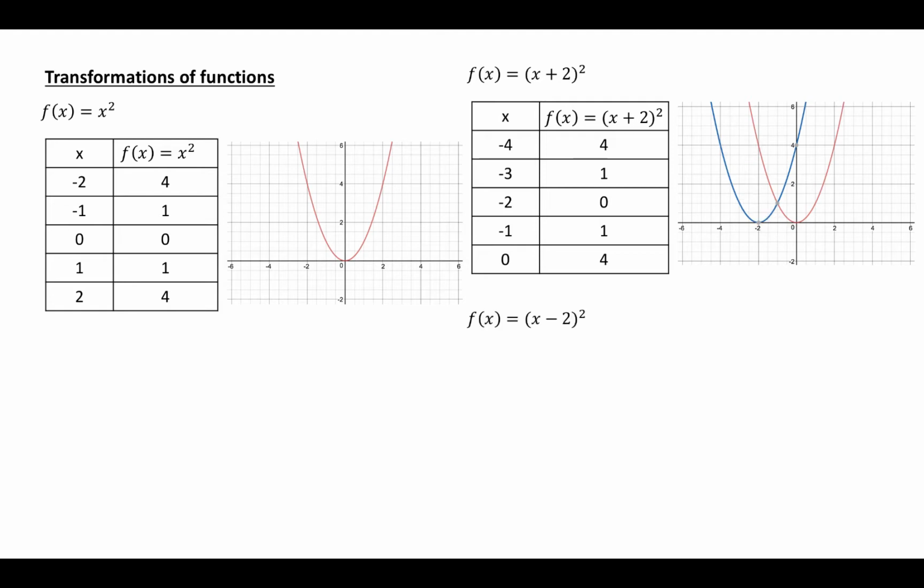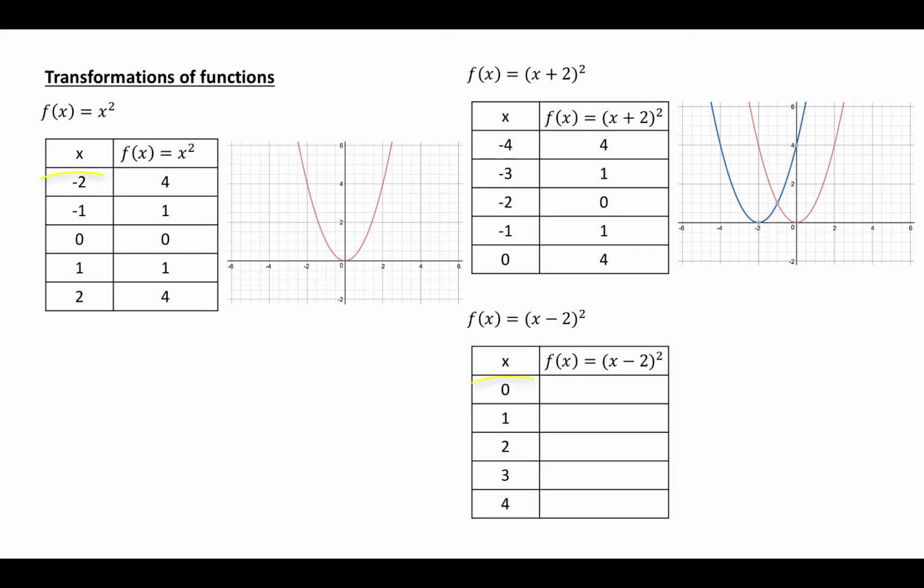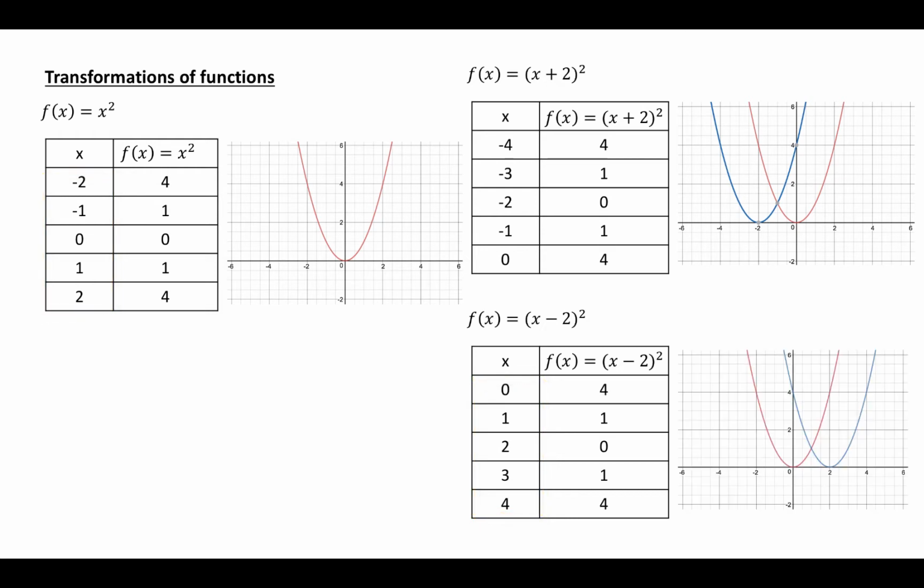Now let's subtract 2 from x before we square. This time we will compensate for this subtraction of 2 units by adding 2 units to each of the x values in our original function. Again, we do this so that the function values will match. And we can see a clear shift of 2 units to the right from the original function.